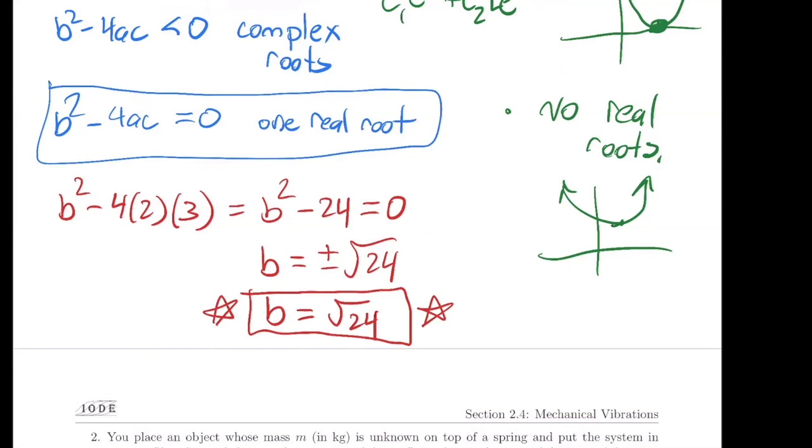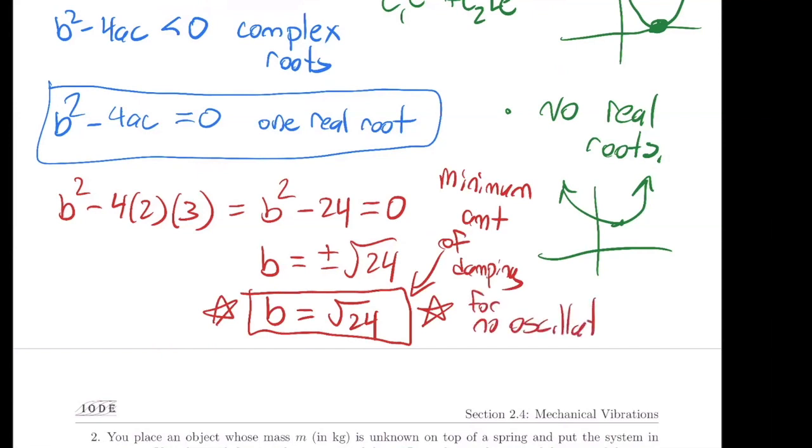that's the point where suddenly we now have put in enough damping that the solution is not going to oscillate anymore. So in other words, this is the minimum amount of damping in which you would not have any oscillations.